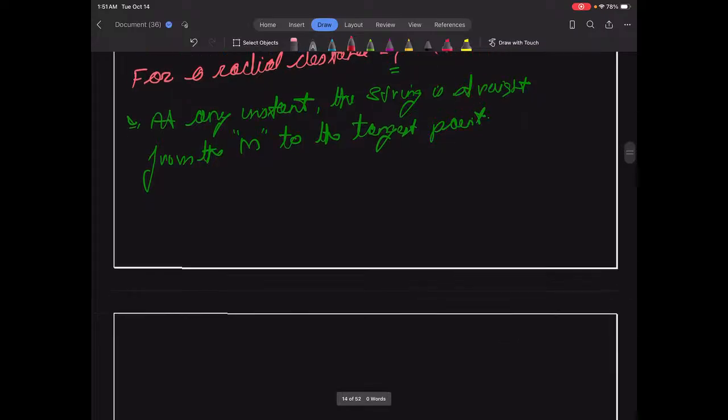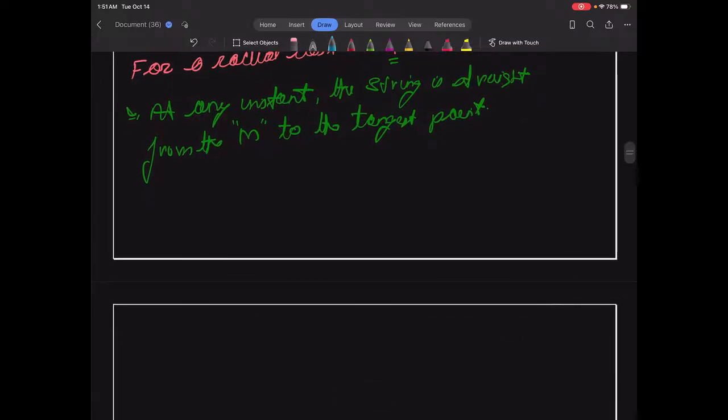And therefore the tension force T, therefore we can say our tension T acts along the free string, or we can simply say that the tension T acts along the free string.